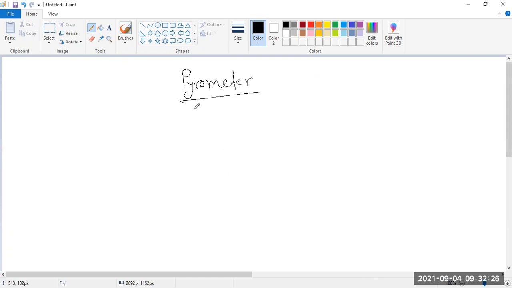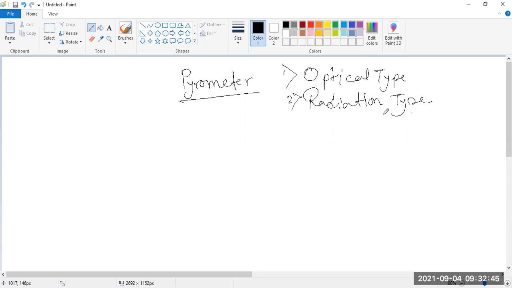There are two types of pyrometer. One is the optical type pyrometer, and the second is the radiation type. So these are two types of pyrometer. One is optical and the second one is radiation pyrometer. I want to explain the phenomenon of what happens there.